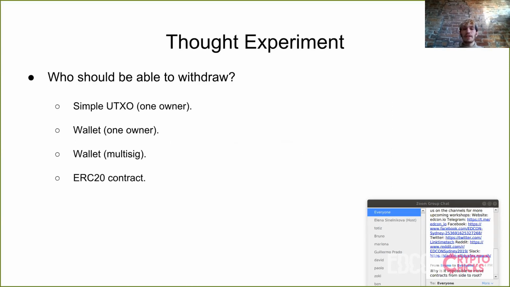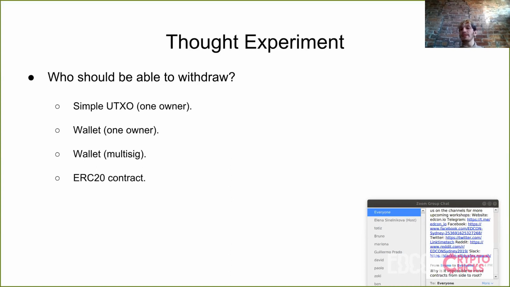So here's a thought experiment. No need to actually comment on it, but I think this is interesting to think about. In all of these cases, who should actually be the person who can withdraw, right? In a simple unspent transaction output with a single owner, we probably want the single owner to be the person to withdraw it, right? That sort of makes sense. With a wallet with a single owner, it also sort of makes sense for that single wallet owner to be able to withdraw the funds.